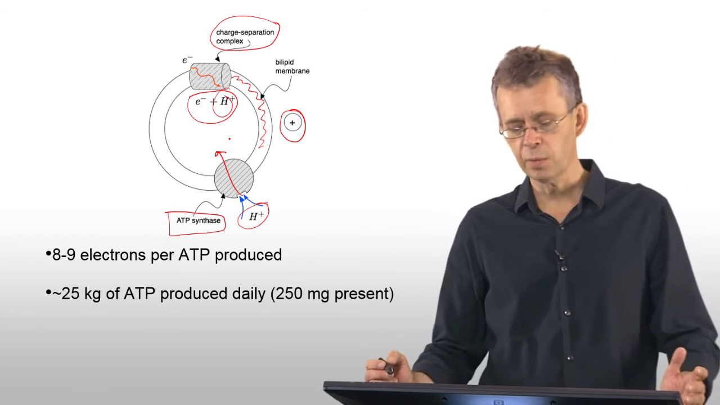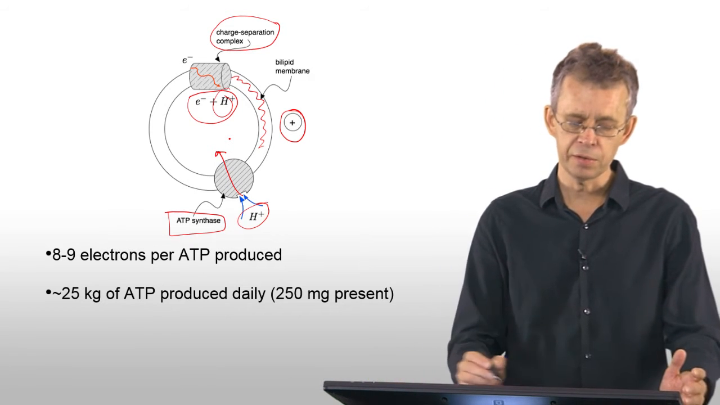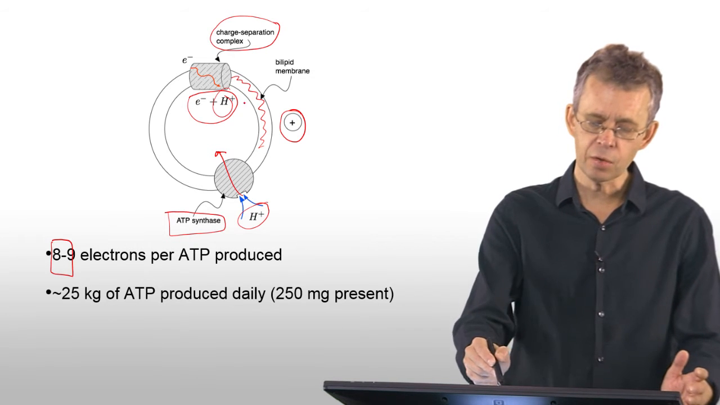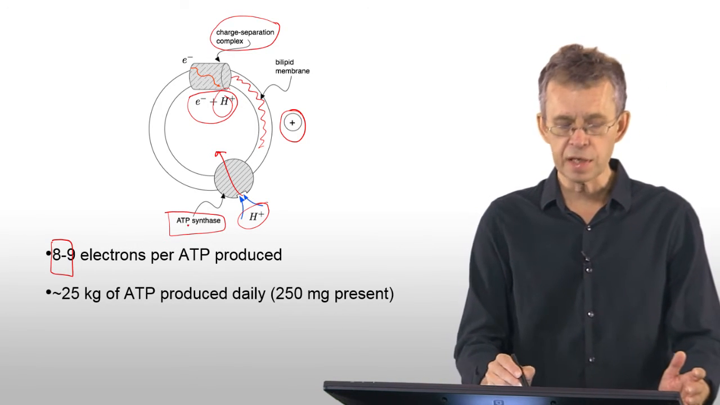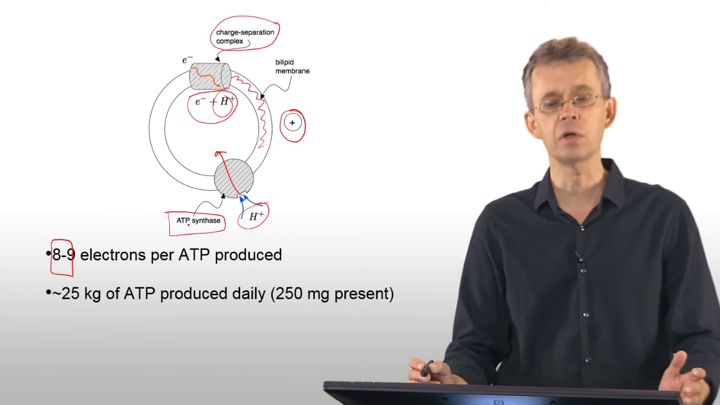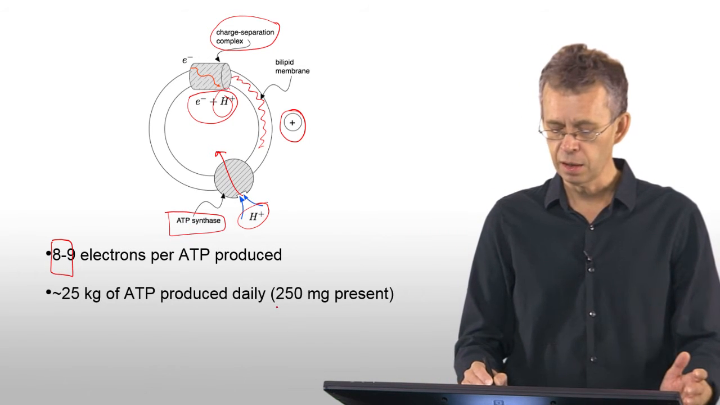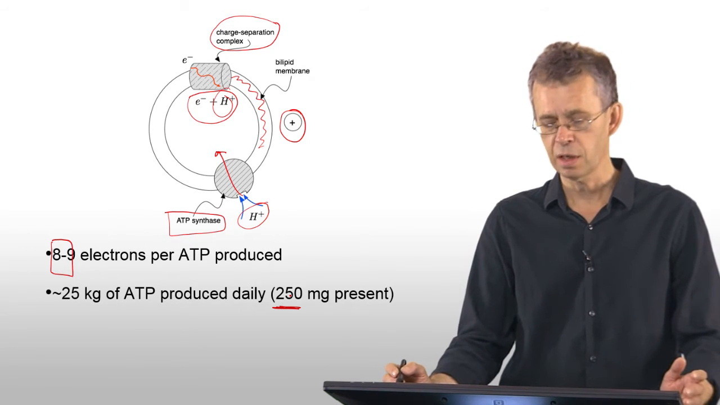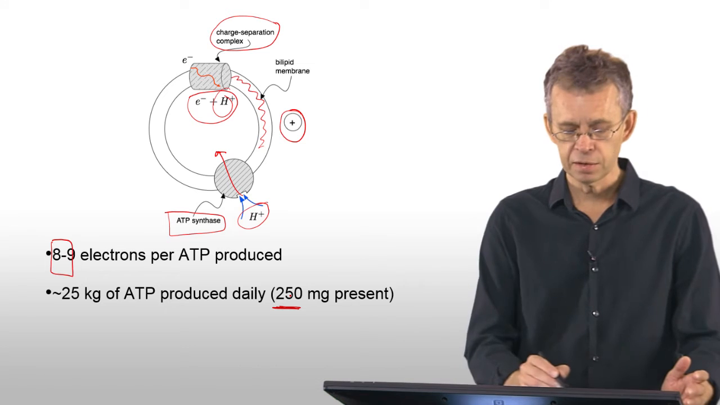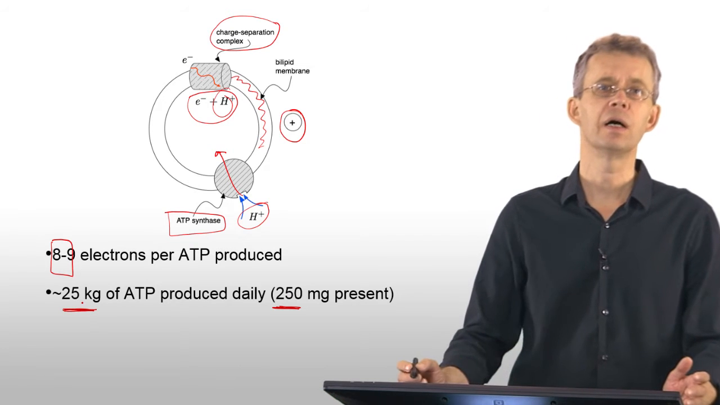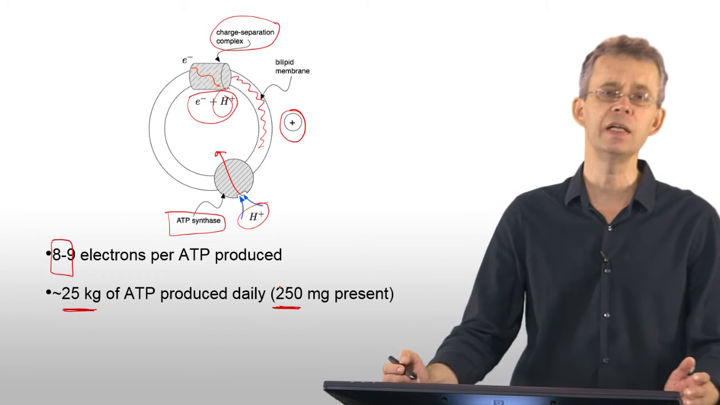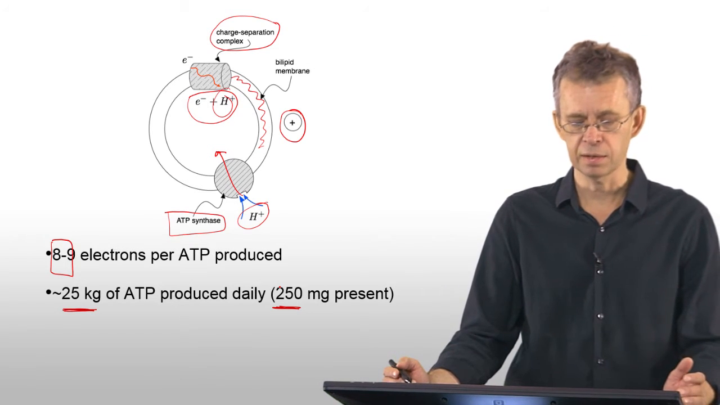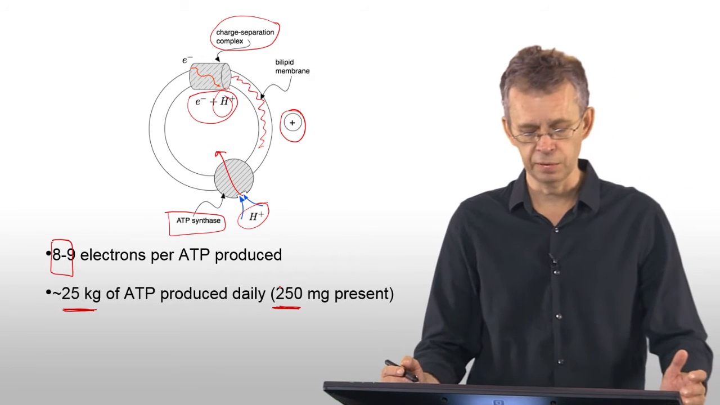Essentially, we have a quite significant flow of electrons across the membrane. You need something like between 8 and 9 electrons to send across the membrane here to produce just one ATP molecule, and you have to have lots of them. Our typical body has about 250 milligrams of ATP, and 25 kilograms of ATP are produced daily. It means each of those ADP molecules inside the body is being recycled about 100 times in 24 hours.